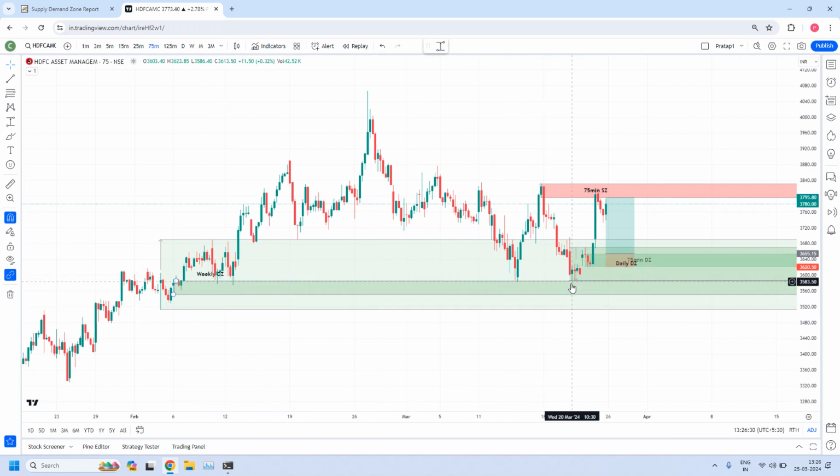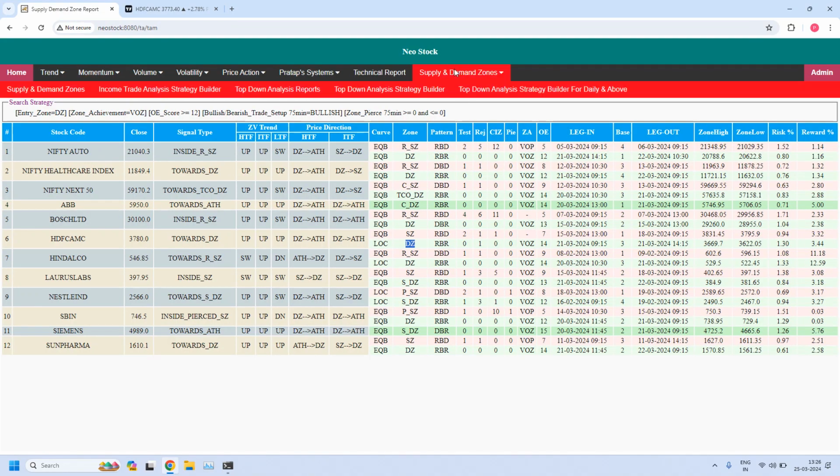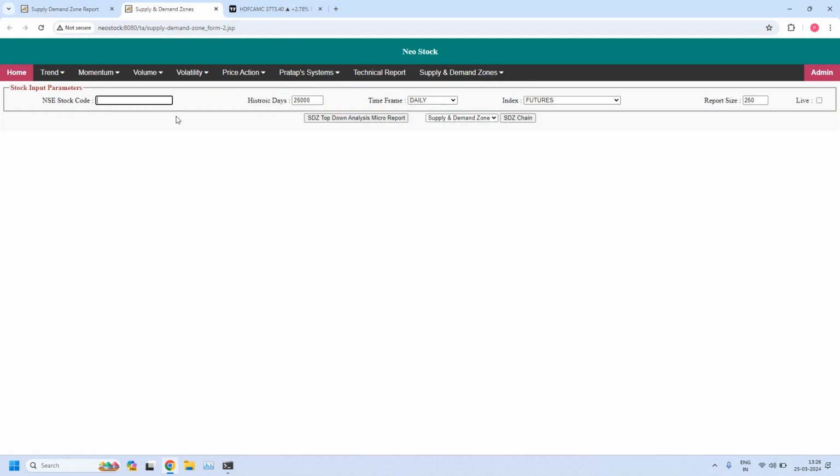Because multiple testing is taking place here. High liquidity zones only might have the capability. When is this zone's leg-in? This is on 5th February, 14:15 candle. HDFCAMC, 75 minutes time frame.